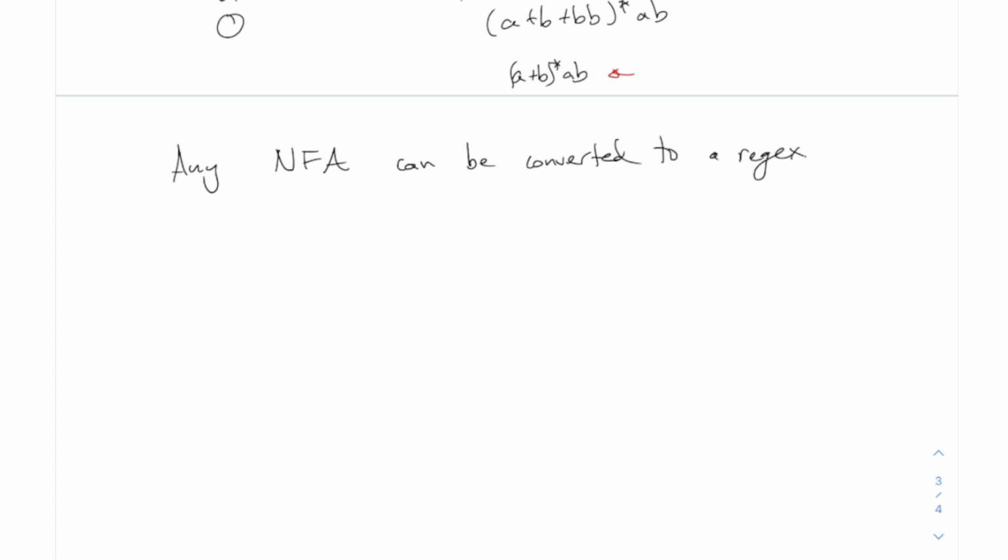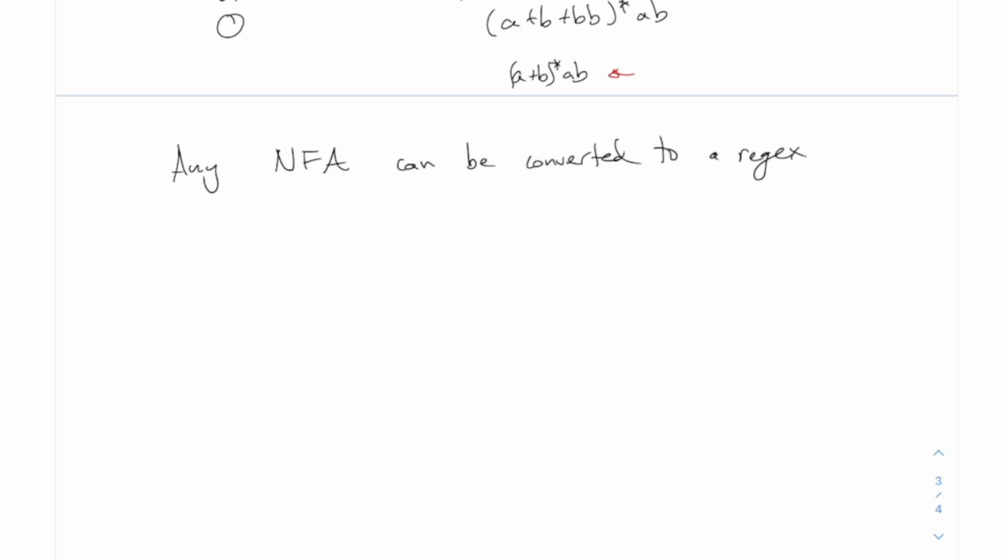Even if it's very complicated, I said there may be infinitely many paths from the starting state to the accepting state, but because the diagram is finite, there's not infinitely many loops, right? There's only finitely many loops that you can do. And so you should feel like, yeah, in theory, I could just write down all the loops and put them all inside of stars, and you would be able to make a regular expression out of it. It might be super big, but it should be possible to do in theory. And it is true. Any NFA can be converted to a regular expression.